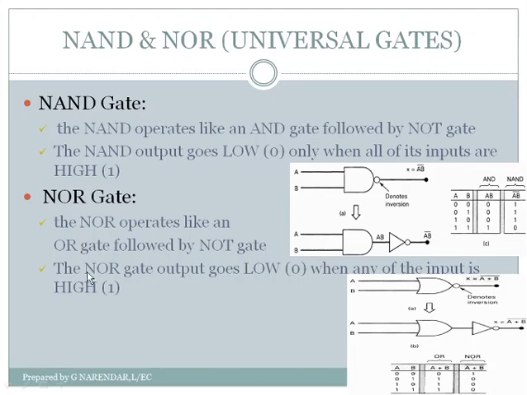So we can state the operation performed by NOR gate as: the NOR gate output goes low when any of the inputs is high, and it goes high when all of its inputs are low.